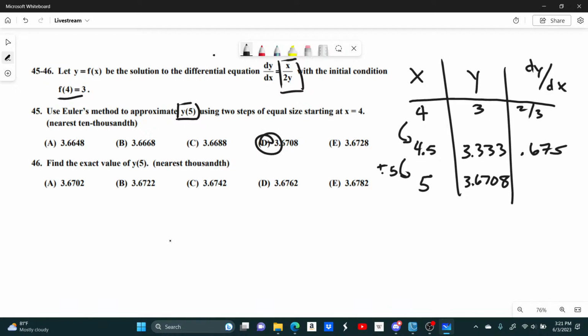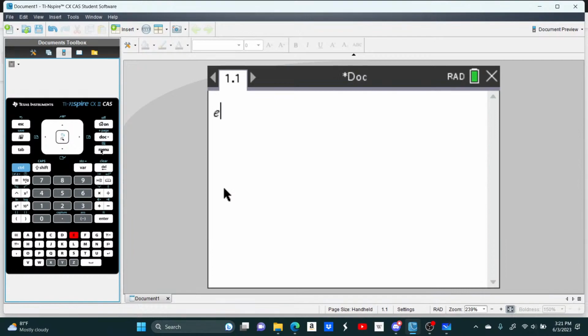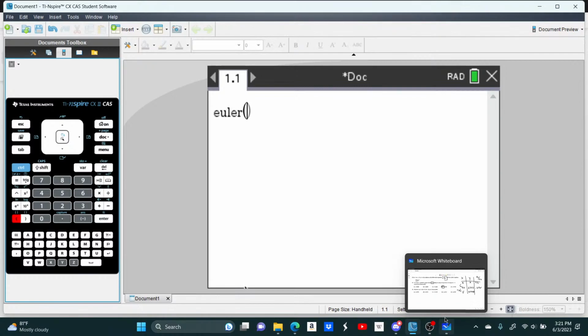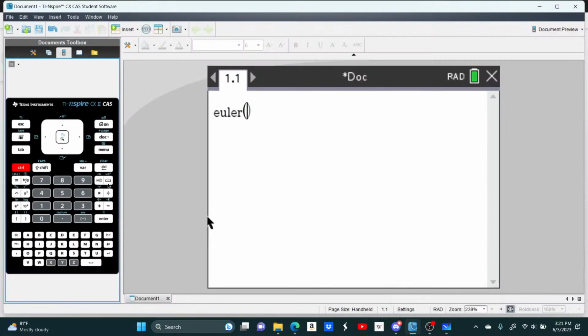You might think that this is a little bit slow, and it definitely is when you get more intervals. So there's actually a way to do this on your calculator. If you get fast at it, it saves time, but it's really up to you if you want to use it. So what you're going to do is type the word Euler, for Euler's method. The next thing you do is type whatever dy/dx is equal to. In this case, that's going to be x over 2y. Then you do comma x comma y. That's basically your independent variable, then your dependent variable.